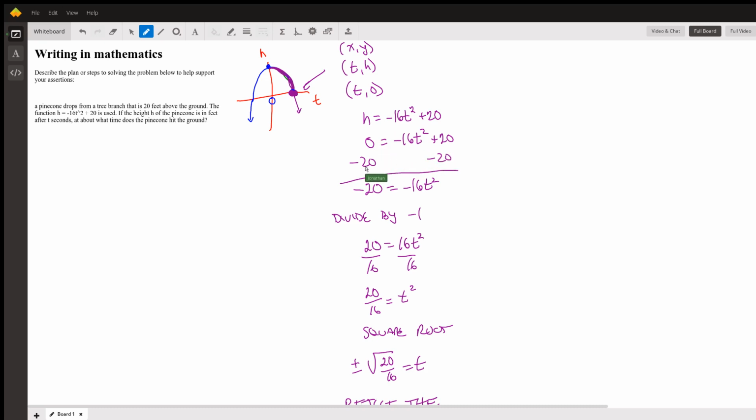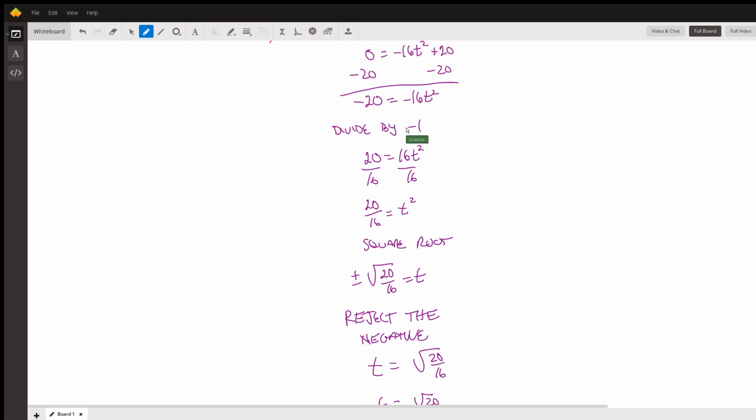So I subtract 20 from both sides of the equation and we get negative 20 equals negative 16t squared. Since both sides of the equal sign have terms with negative signs, let's divide by negative 1 and make it positive. So we have 20 equals 16t squared. We want to isolate the t, so we're going to divide out the 16. So now we have 20 over 16 equals t squared.